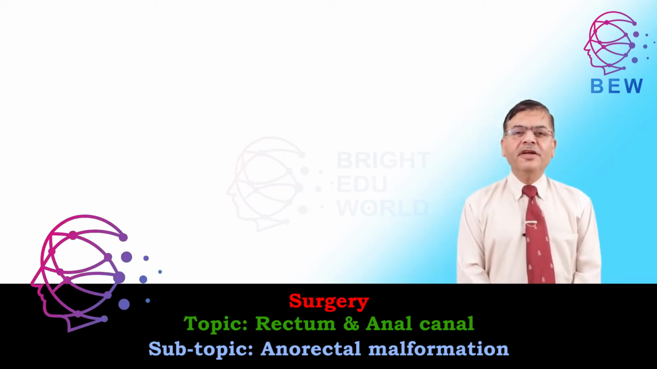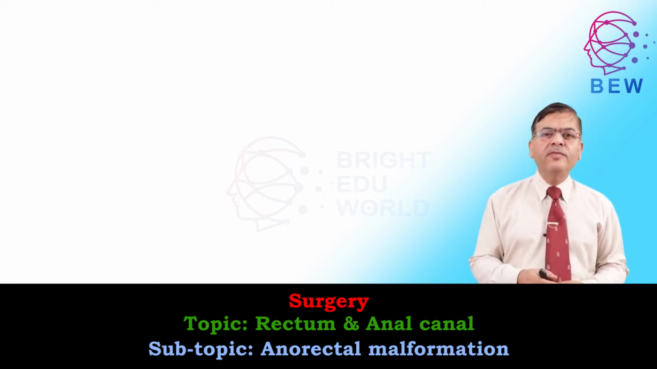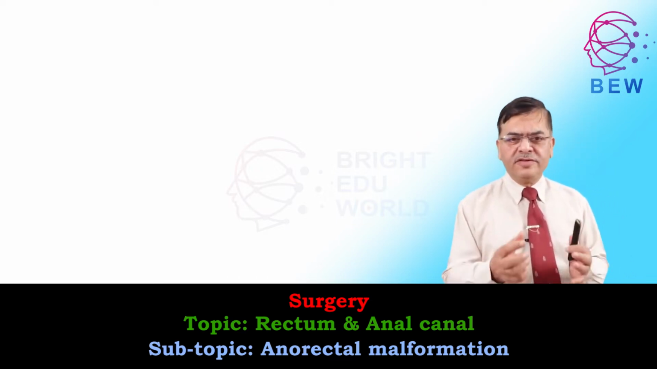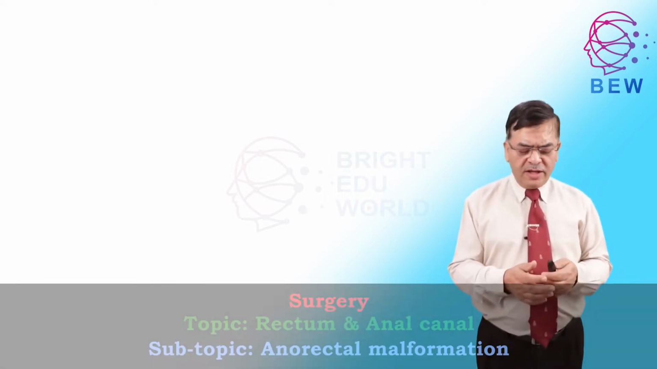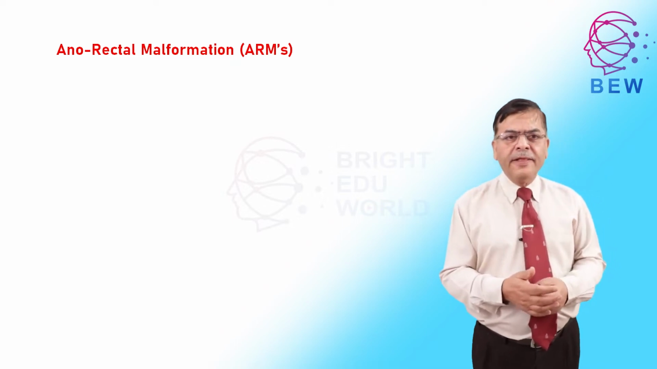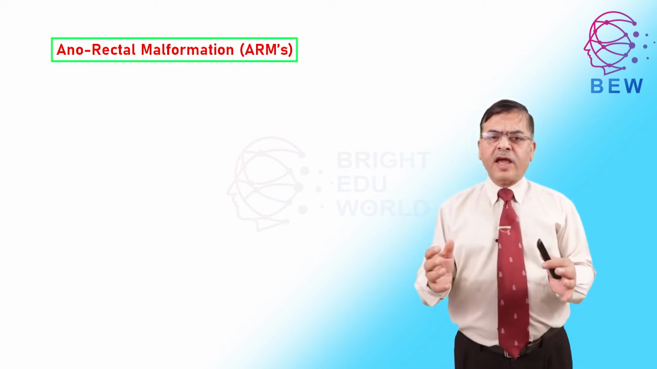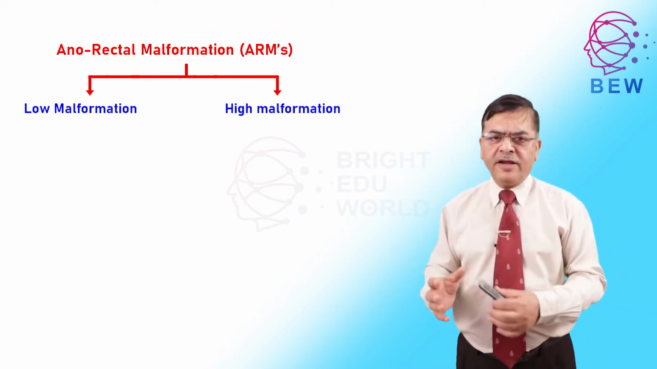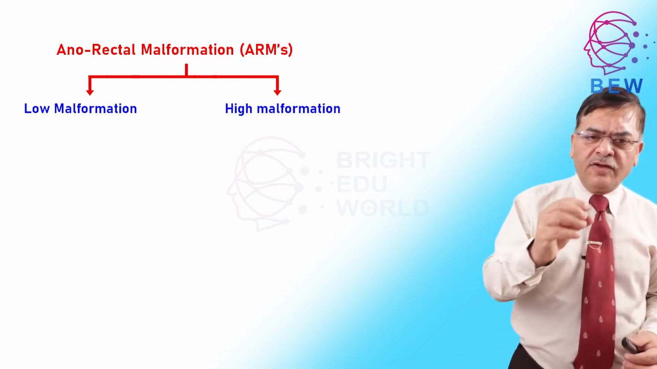Hello friends, now we will discuss one condition of the anorectum which is seen in the neonates. Immediately after birth we see these conditions, they are called anorectal malformation or ARMs. The anorectal malformation or ARM is mainly of two types, low type and high type, depending on where the defect is.